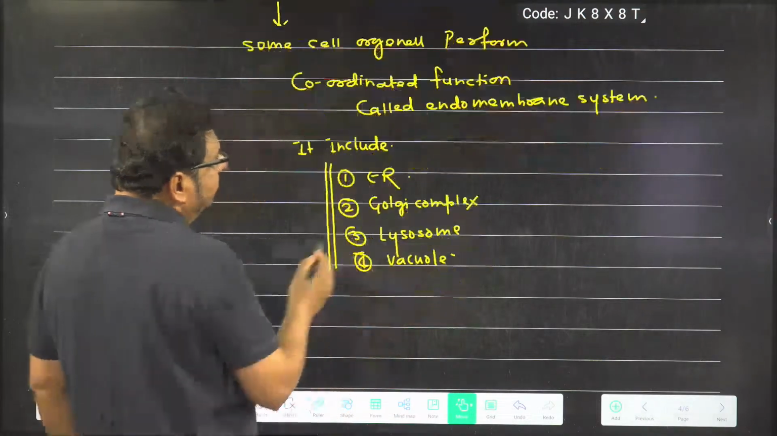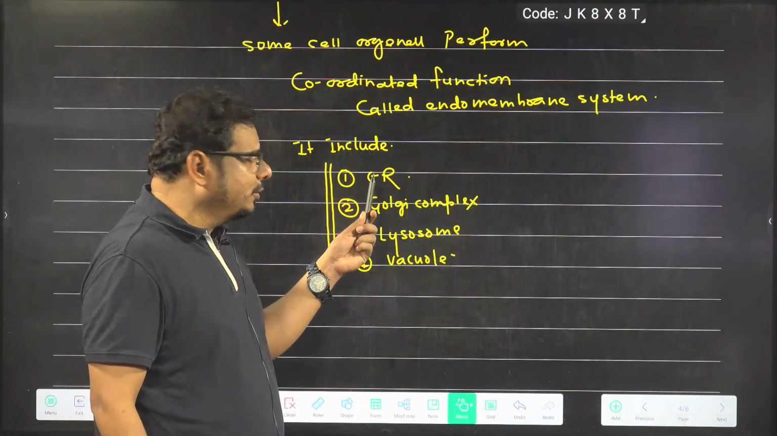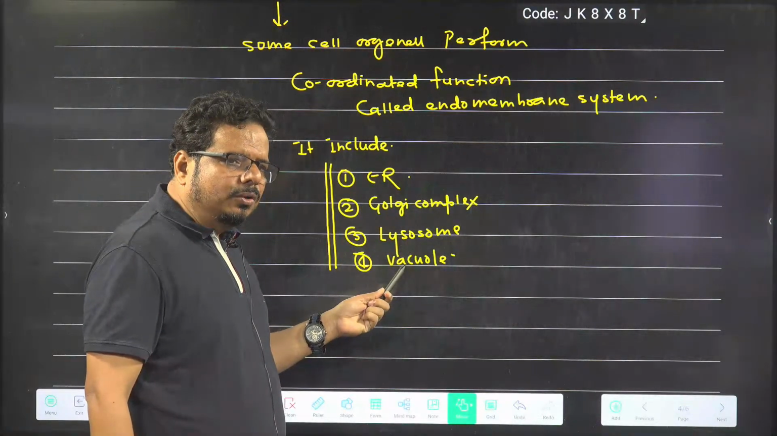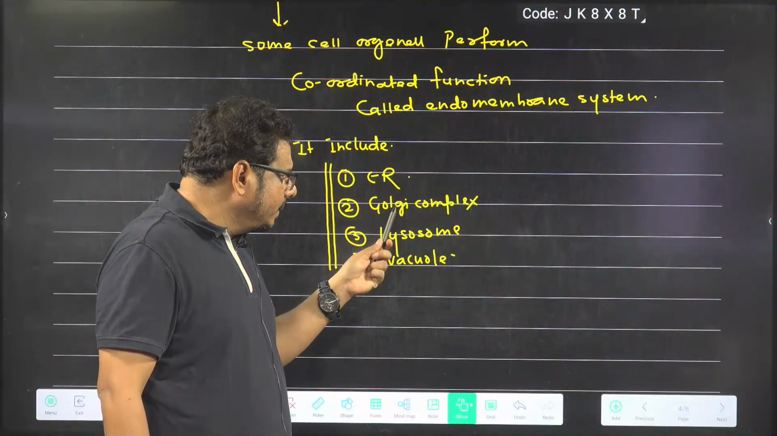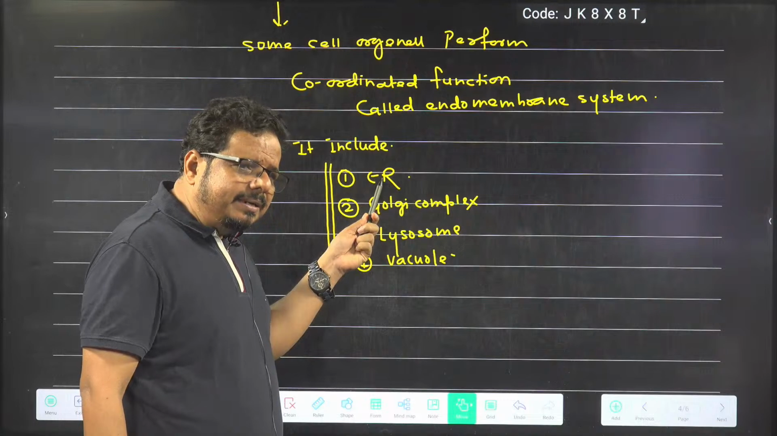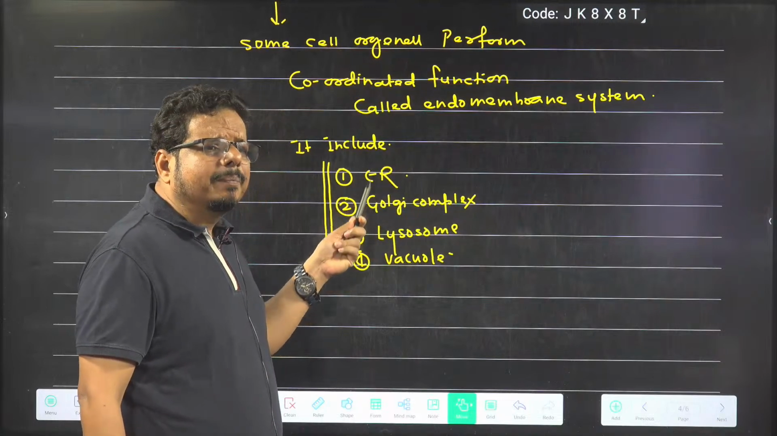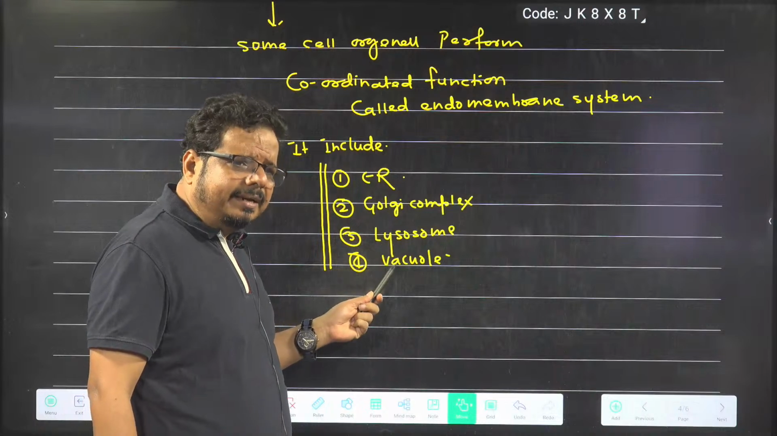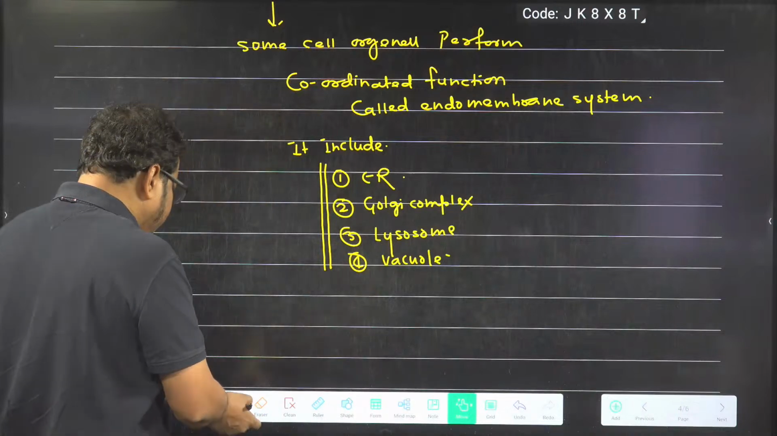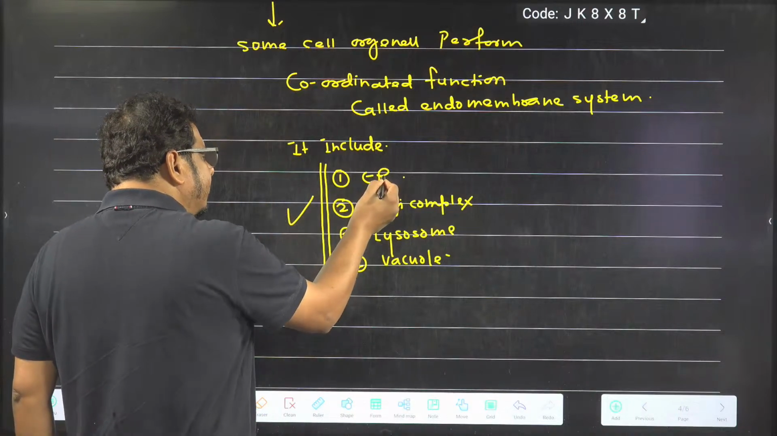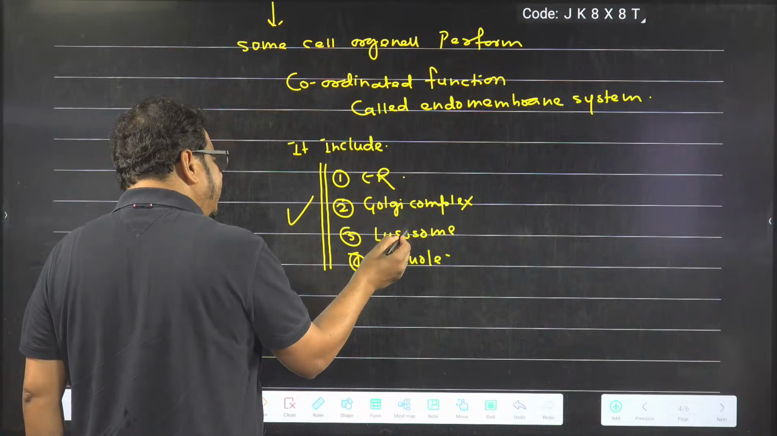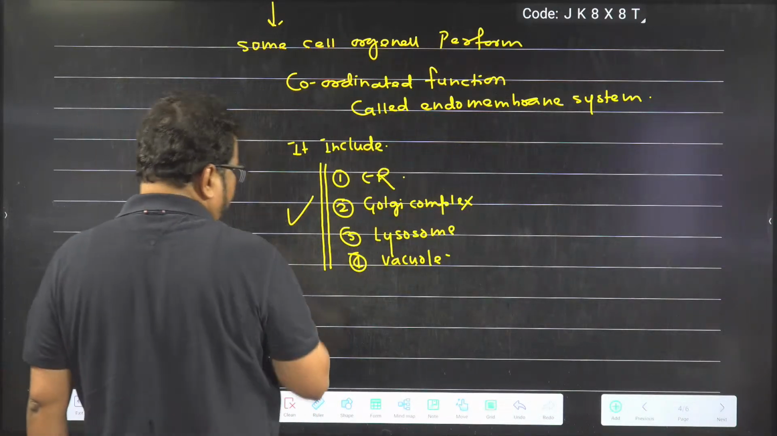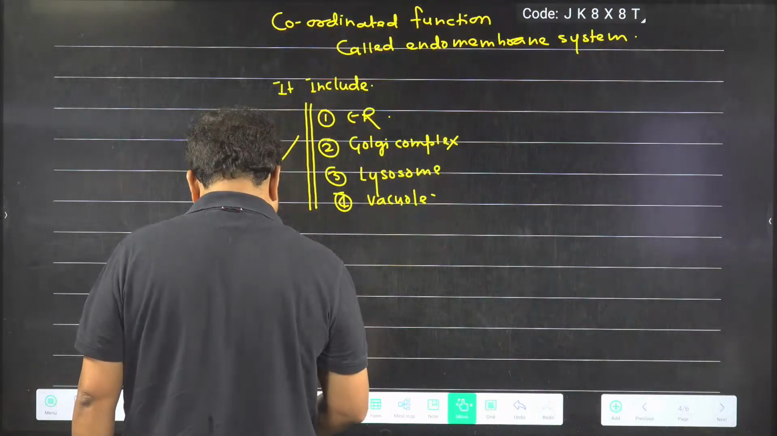How it is coordinated, I will tell when I teach you in detail about ER, Golgi body, lysosome and vacuole. First I will give you the detailed explanation of each. Then I will tell you why it is part of the endomembrane system, how I am saying its functions are coordinated. Meanwhile, just assume the sir told that the functions of ER, Golgi body, lysosome, vacuole are coordinated. Hence, these are the components of the endomembrane system.